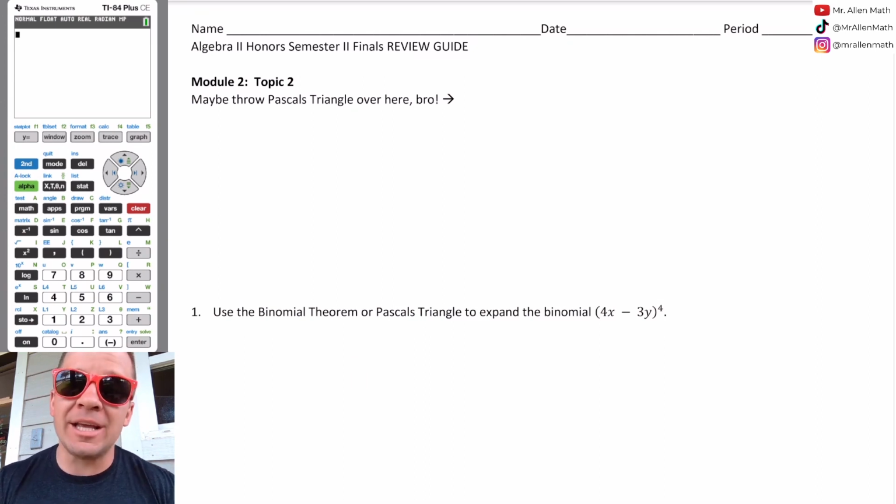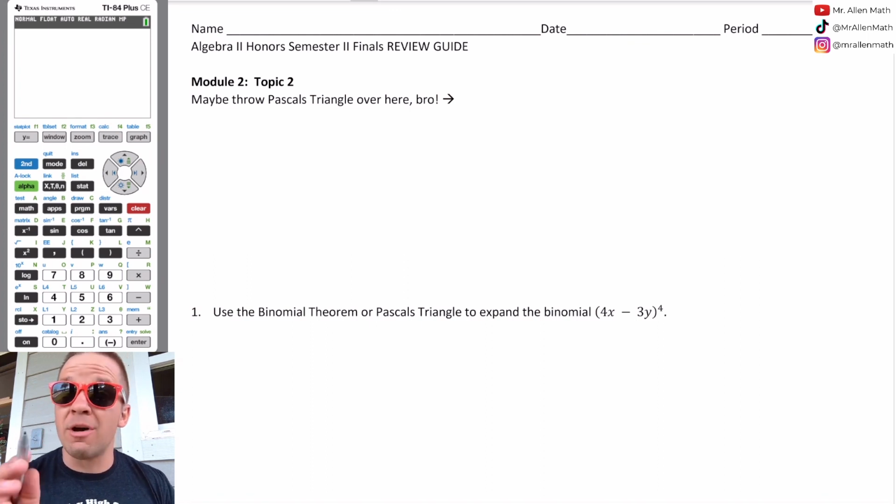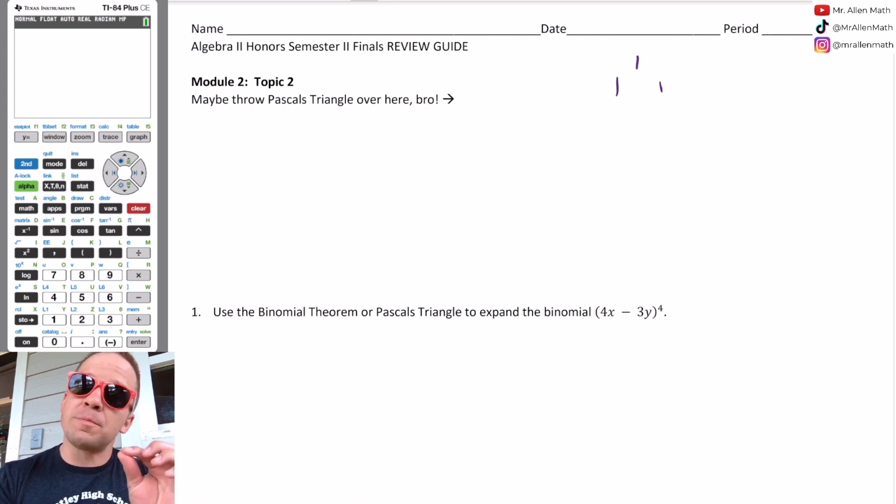I will break it down into module and topic, so let's get going with Module 2, Topic 2. We're going to hit some Pascal's triangle first here. So if you don't remember how that starts, we start with 1 up top, and then we got 1 and 1 for our second row. Really our first row, first power anyways.